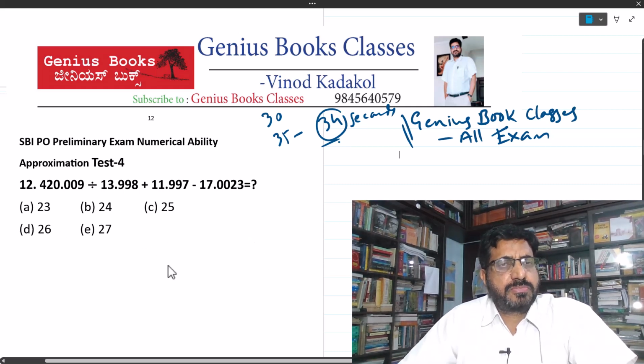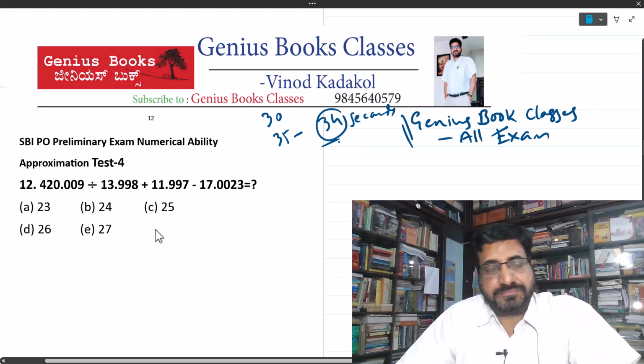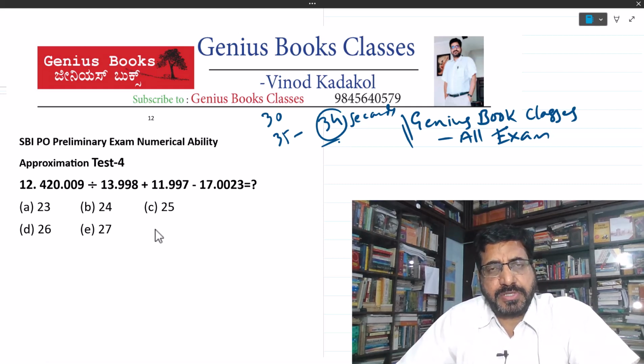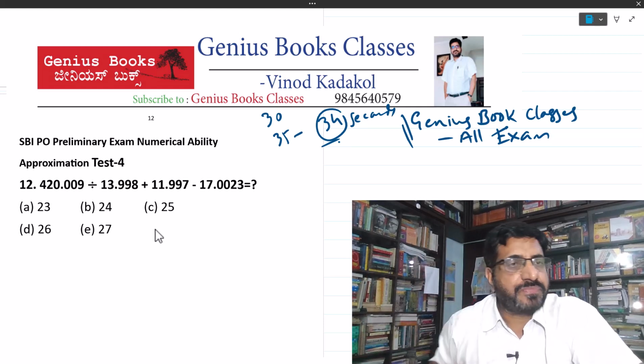This is problem number 12, test series number 4. I asked you in my previous video to solve this problem. I don't know how many of you have solved it. Let me solve this for you now.